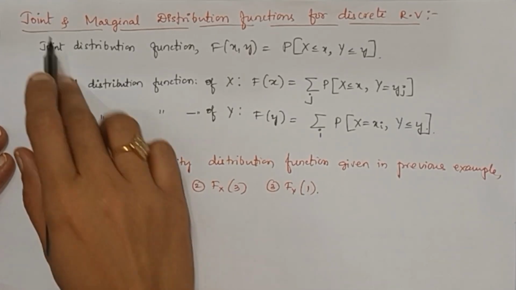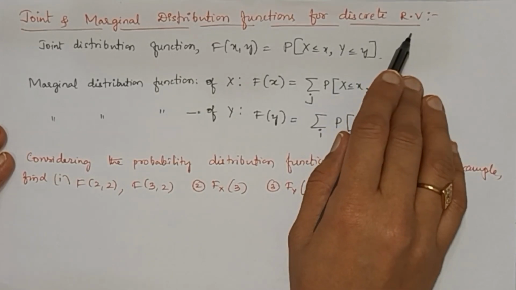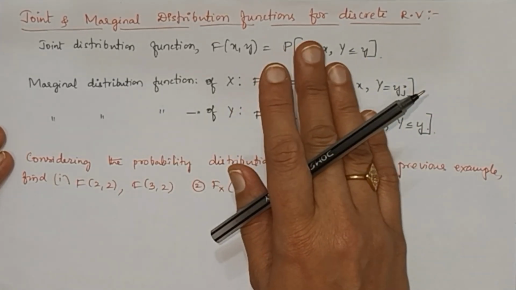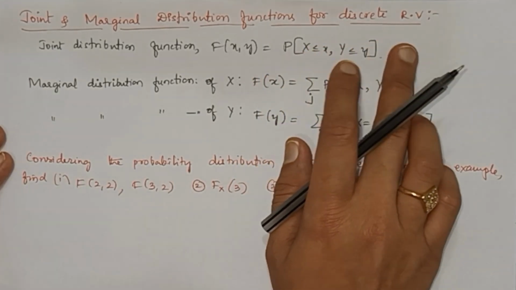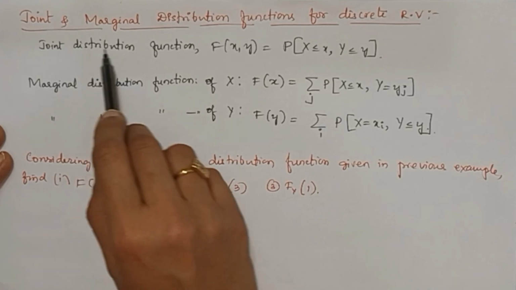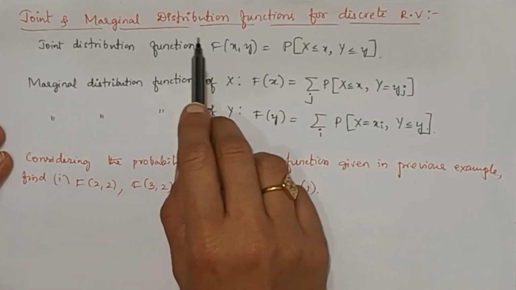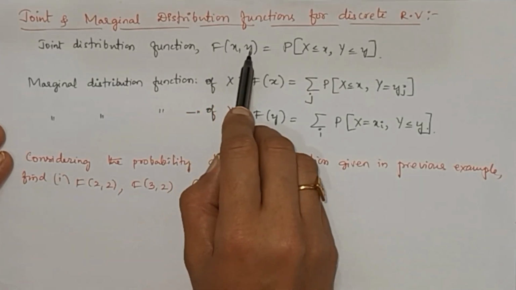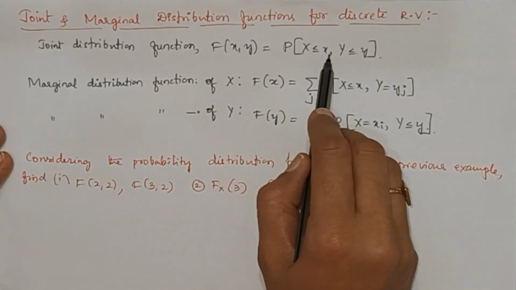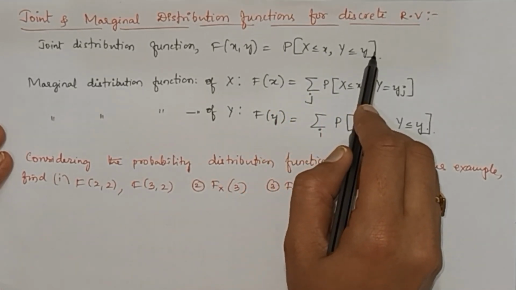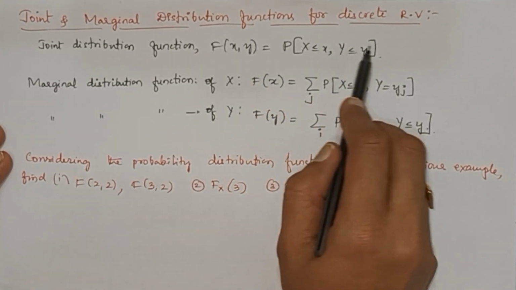Now you have to define what is joint and marginal distribution functions for the discrete random variable. In the beginning I recalled the definition of distribution function. It gives you the sum of all probabilities up to x including x. So joint distribution function is denoted as f of x comma y. In the one dimensional case you had capital F of x. Here there are two variables, that's why f of x comma y, which is equal to probability of x less than or equal to x comma y less than or equal to y. That is the sum of all probabilities up to x comma y including the point x comma y.